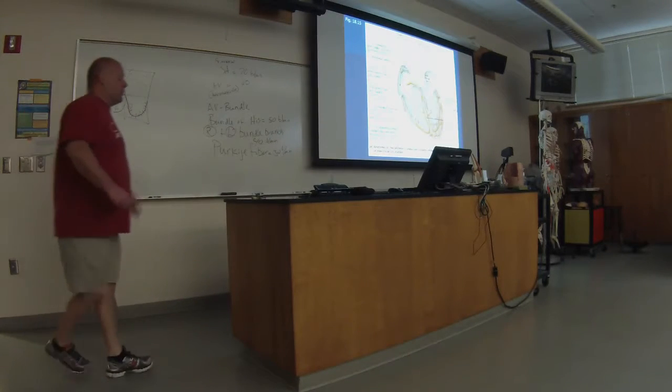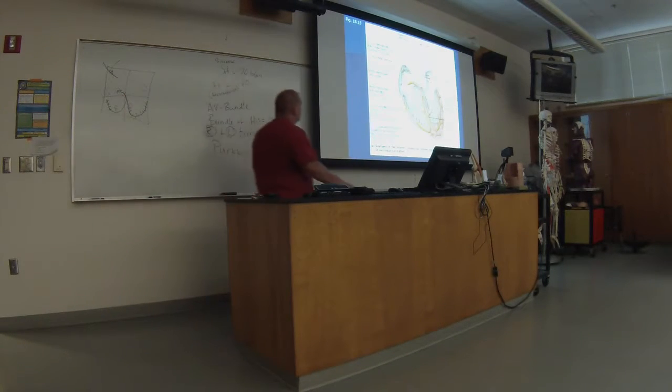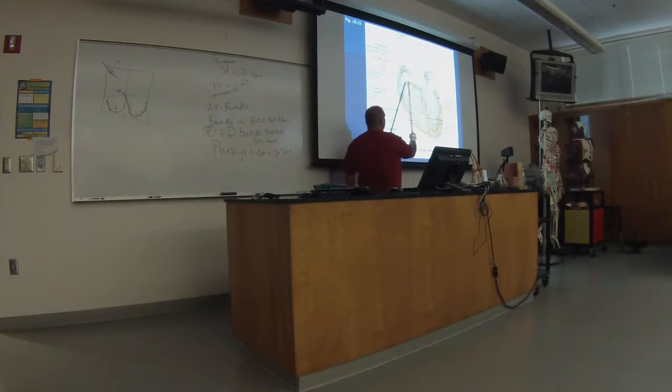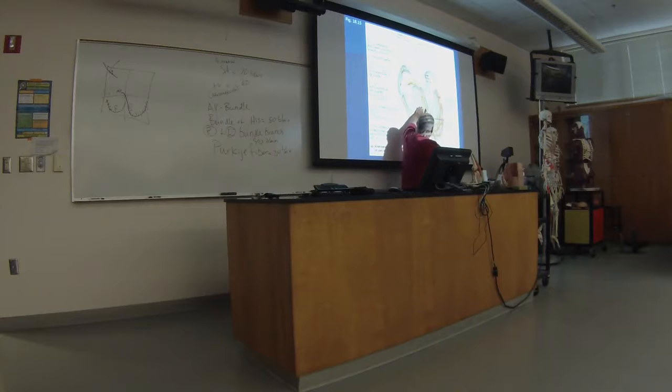Now, this is the picture a little bit better drawn than mine, but SA, AV, bundle of His, right and left bundle branches, Purkinje fiber.